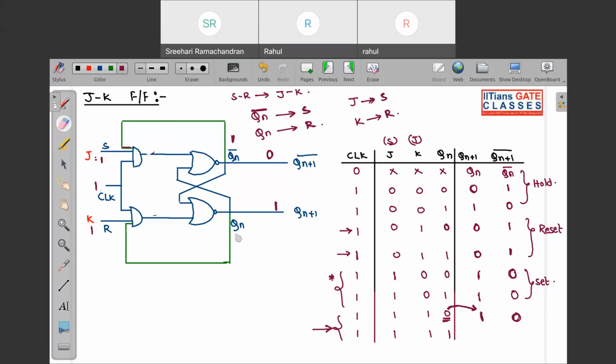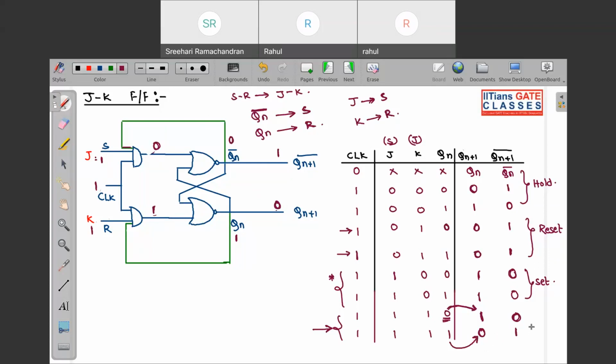Now again J and K is 1, but this time your present state is also 1. So if present state is 1, the complemented present state will be 0. Let us calculate the next state. This one will be feedback over here. So output of this will be 1, and this is 0, means output of this is 0. So if this is 1, next state will be 0 over here, and this will be 1. So you can see this is 0, this is 1. Again your present state has toggled in the next state. If your present state was 1, next state is becoming 0.